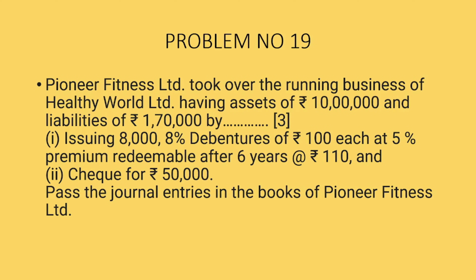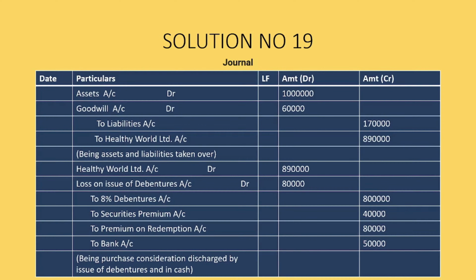Now, problem number 19, the next sum. Pioneer Fitness Limited took over the running business of Healthy World Limited, having assets of 10 lakhs and liabilities worth rupees 1,70,000, by issuing 8,000 8% debentures of rupees 100 each at a 5% premium, redeemable after 6 years at 110, that is 10% premium, and a cheque of rupees 50,000. Pass the journal entry in the books of Pioneer Fitness.